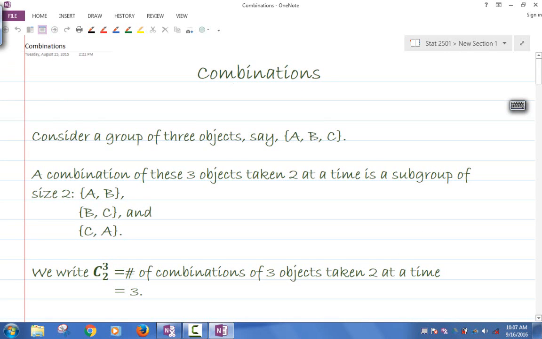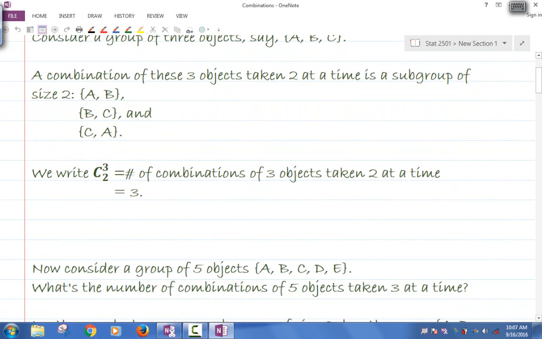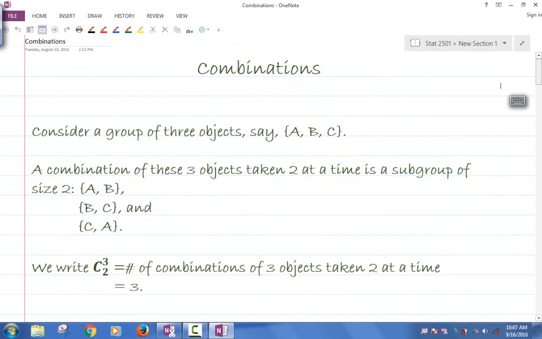Okay, it's 3, and now one thing I want to do here is that I want to count that number 3 that we obtained in a different way. So suppose that I didn't write down all possible combinations of three objects A, B, C taken two at a time. So we explicitly wrote it down here, right? Let's say you didn't do it, you're just going to count how many are there. So how would you be able to do that?